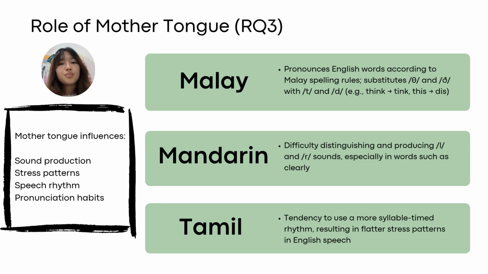Third, participant C, a Tamil speaker, reported that Tamil influenced speech rhythm. While English is a stress-timed language, Tamil tends to be more syllable-timed. As a result, the participant's English sometimes sounds faster and more evenly paced. Overall, the interview data demonstrate that learners often transfer phonological features from their mother language into English, affecting sound production, stress patterns, speech rhythm, and pronunciation habits.